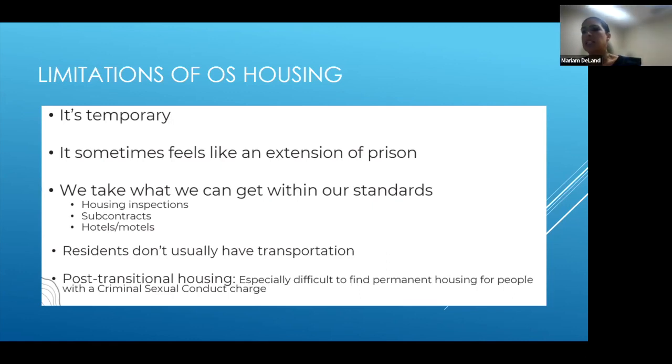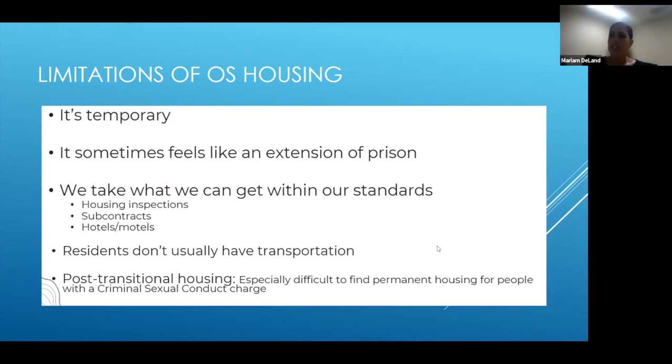Another limitation is that people in our housing don't typically have their own transportation. We look for housing that's on bus lines or within a taxi service. But as you know, a huge portion of our state does not have public transportation. So most people are at the mercy of the rides that they can find or what we can provide.